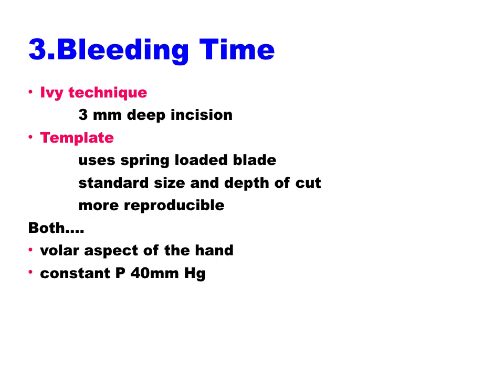Both of them will be using the volar aspect of the hand and applying constant pressure of 40 millimeters of mercury. The IV technique, more or less, creates a 3 millimeter deep incision, while the template technique uses a spring-loaded blade that would make the cut a standard size and depth. So this is more reproducible compared to the IV technique.